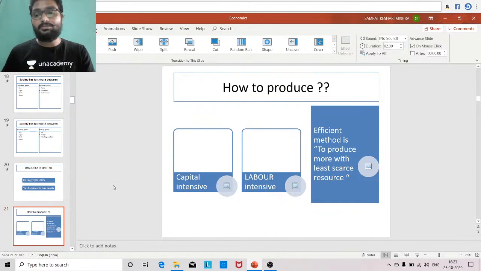The next is how to produce. It is talking about the technique of production, what type of technique to use for production.